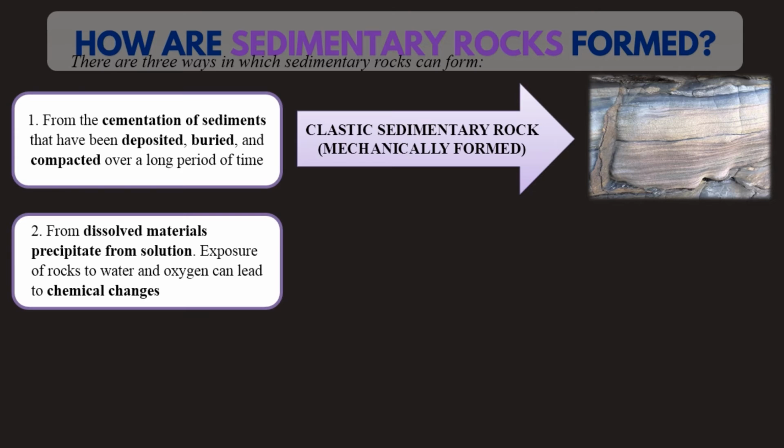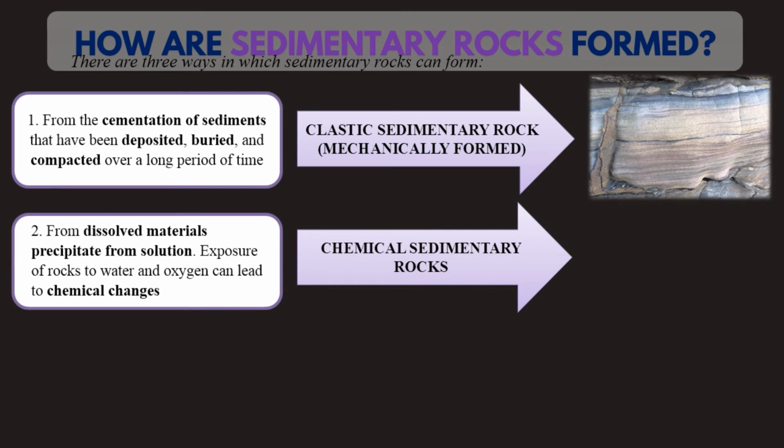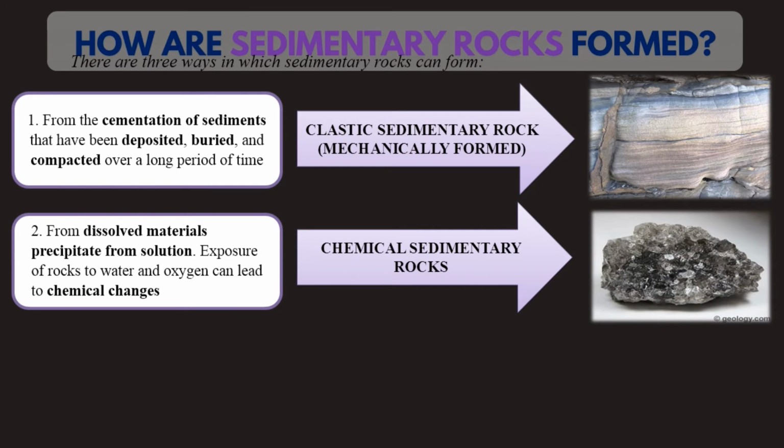Next is from the dissolved materials that precipitate from solution. Remember that exposure of rocks to water and oxygen can lead to chemical changes in rocks, which will result in the formation of chemical sedimentary rocks. We have here rock salt as an example of chemical sedimentary rocks. This rock salt is formed from evaporation of ocean or saline lake water. This rock salt is also called halite, which is also used as a seasoning for food.